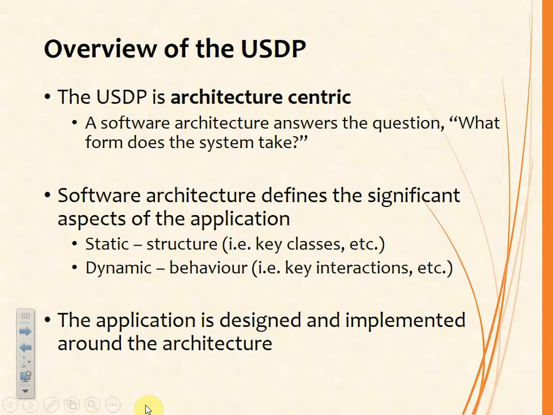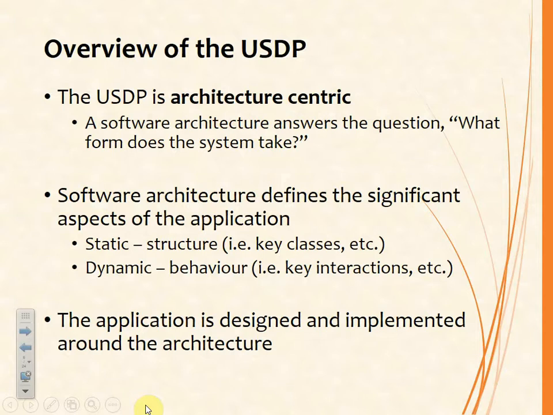And the communication between those architectural components will also be defined. Thereafter, as we build the solution, we will build it according to the architecture that we've come up with during the analysis stage. Now, software architecture has two distinct aspects, static and dynamic.